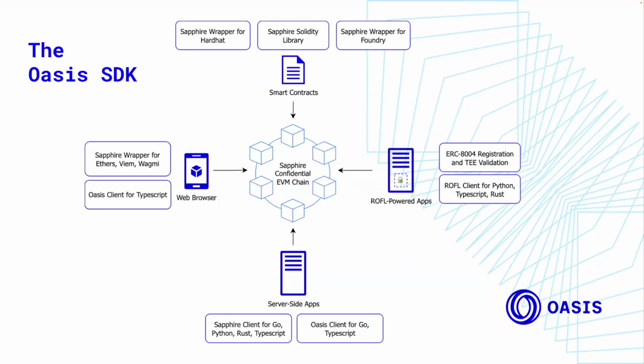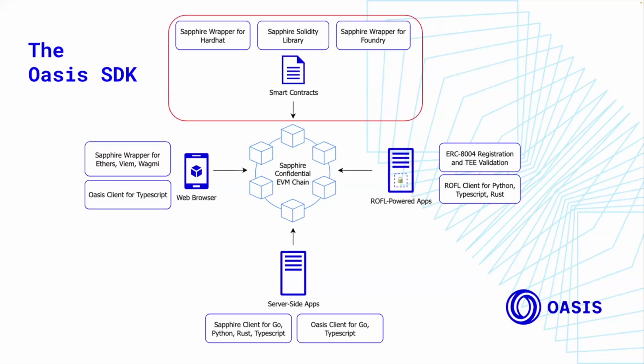How does this look for a developer? We have the Oasis SDK. You have smart contracts, which is the Sapphire ecosystem. We have libraries for front-end development for contracts to have encrypted transactions. You can also call Sapphire libraries on your centralized backend, but the more important one is the ROFL Power Apps, so you can actually deploy your backend and your front end in a TEE.